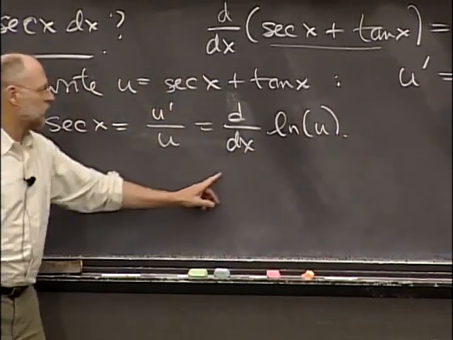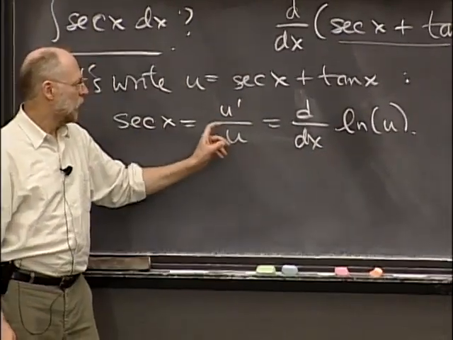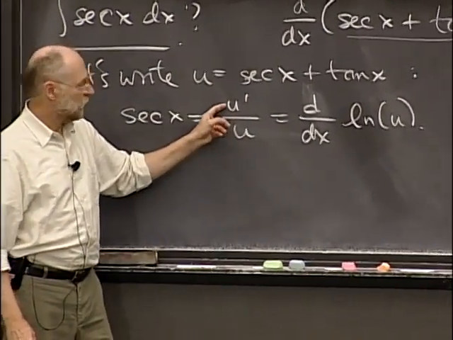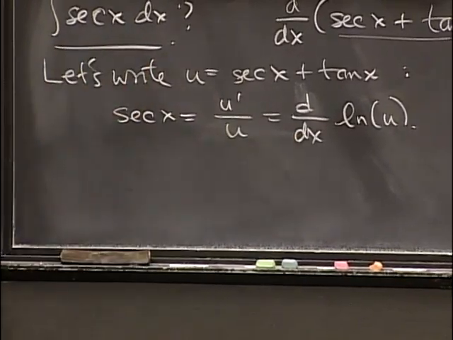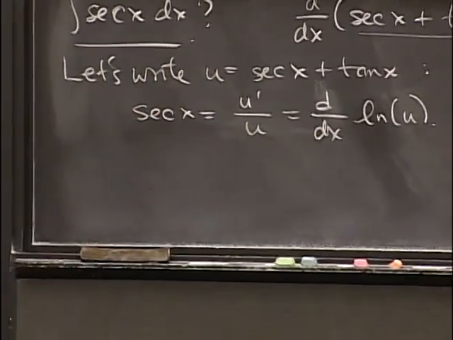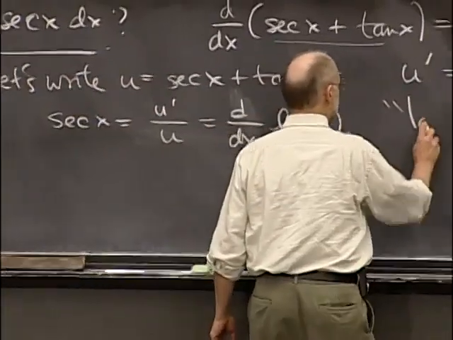Maybe it's easier to read this from right to left. If I want to calculate the derivative of the logarithm, well, the chain rule says I get the derivative of u times the derivative of the log function, which is 1 over u. So often u prime over u is called the logarithmic derivative.